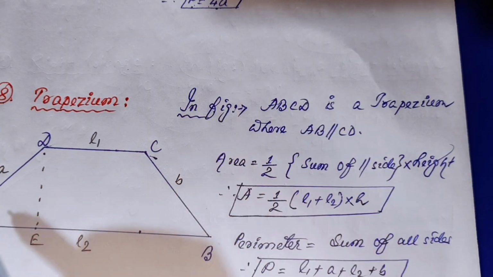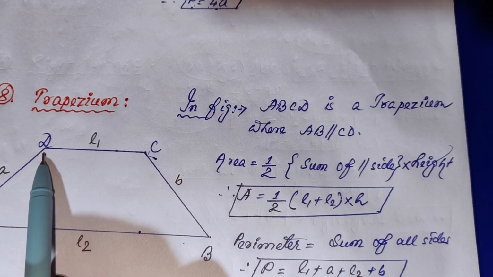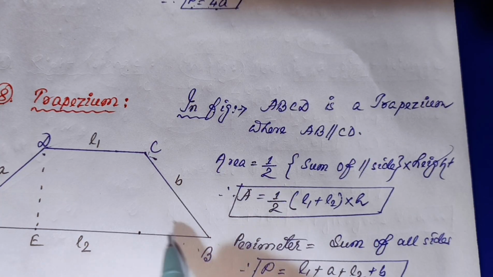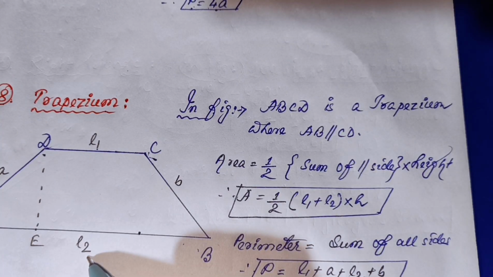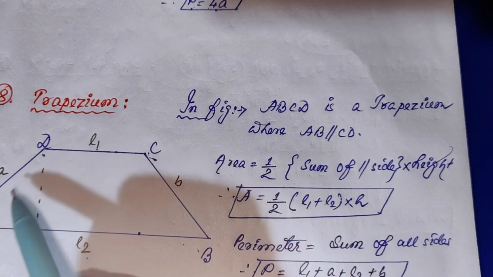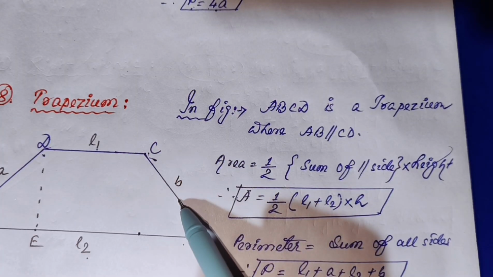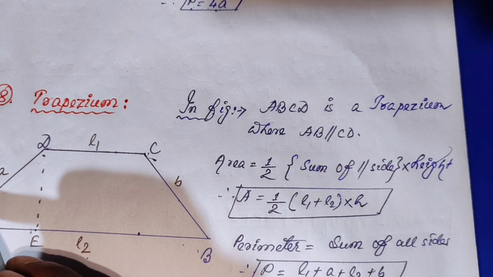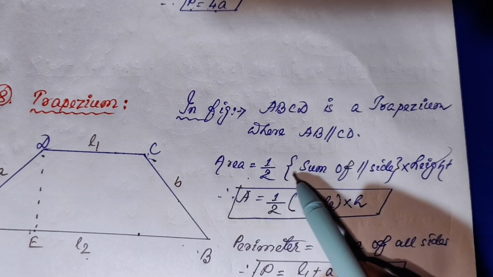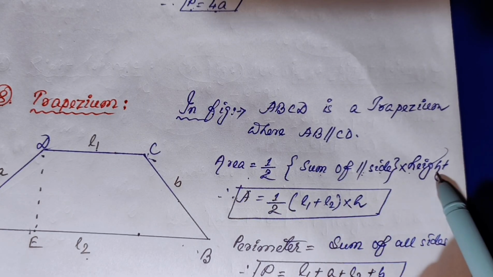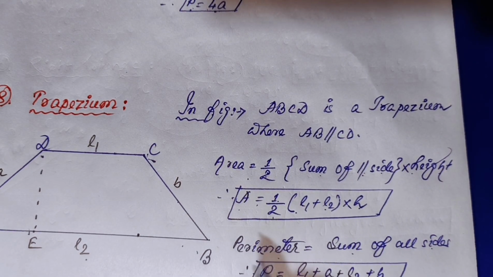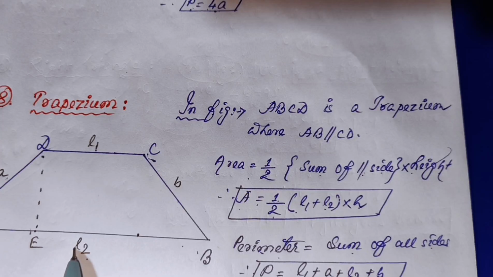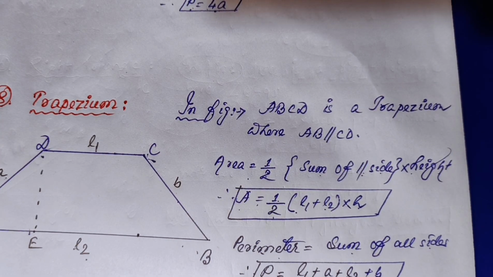Eighth number is trapezium. In figure, ABCD is a trapezium where AB and DC are parallel. l1, l2, lengths of the parallel sides. AD is a and BC is b. DE means height, it means altitude. Area is half into sum of parallel sides into height. Perimeter equal to sum of all sides. It means P equal to l1 plus a plus l2 plus b. That's why this is the formula of perimeter of trapezium.